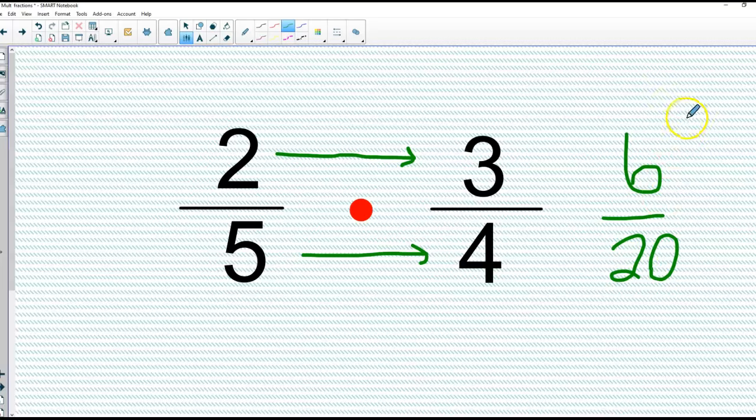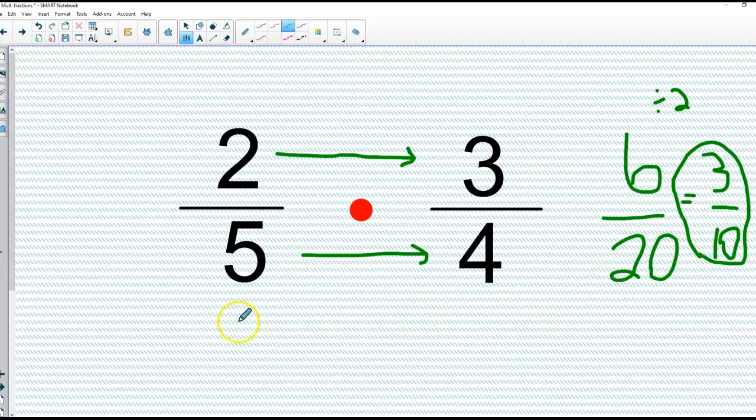And sometimes that works perfectly fine. So 6/20 is not improper, I don't need to change that. But both of those are even numbers, and they can be divided by 2. So if you divide the top by 2, you get 3, and if I divide the bottom by 2, I get 10. So my answer to this problem is 3/10, because that is all the lower that it will go. So this one was a pretty easy one. Multiply straight across and then reduce.